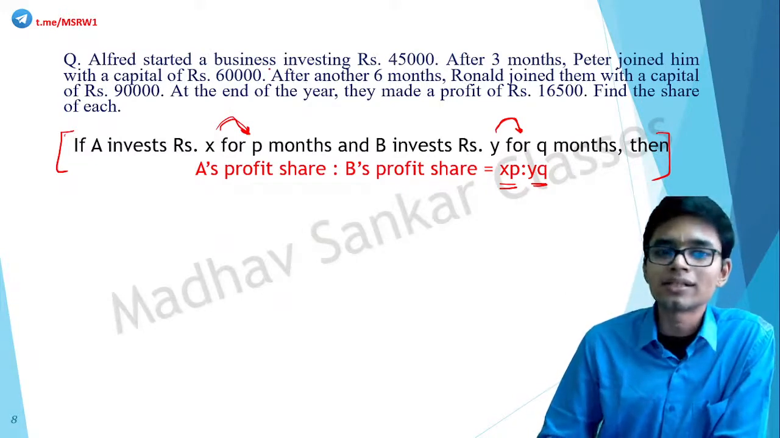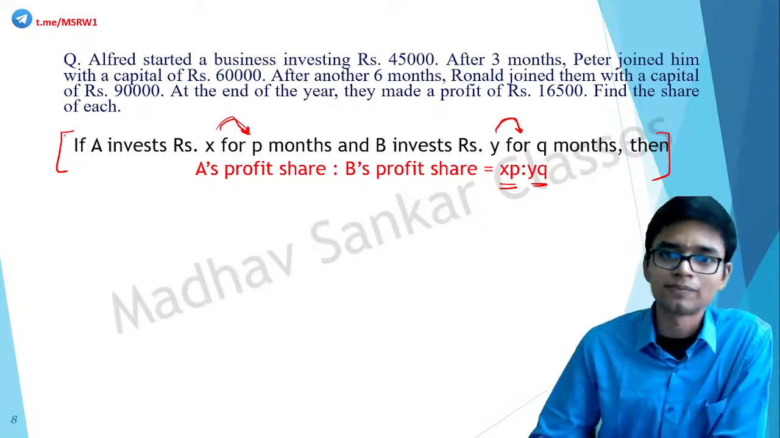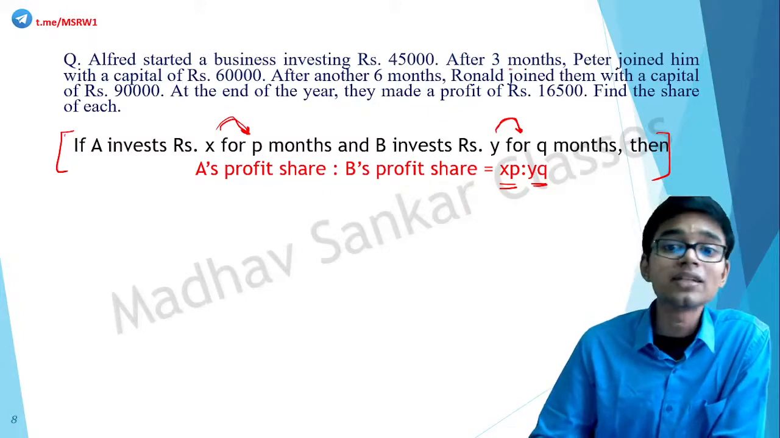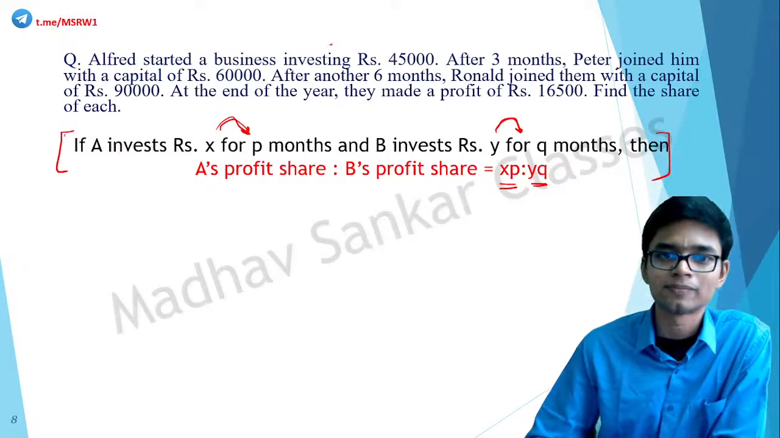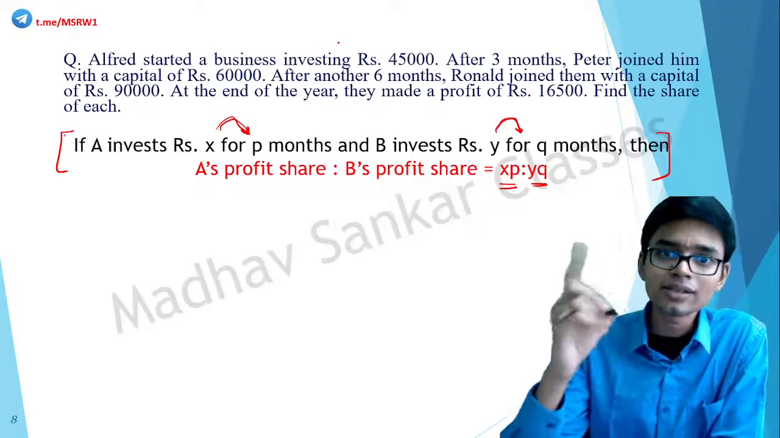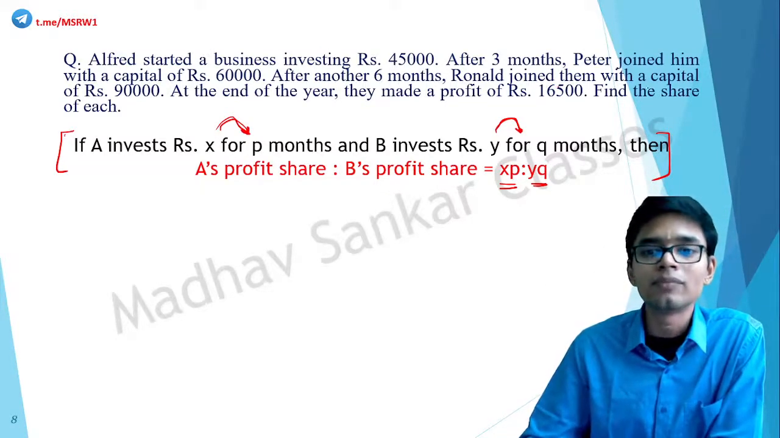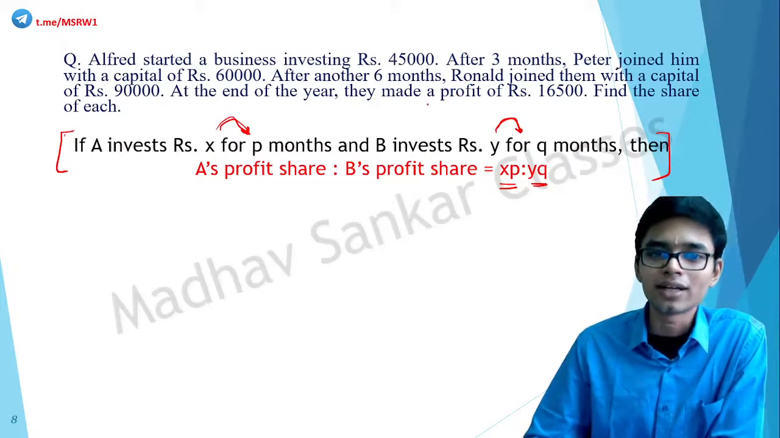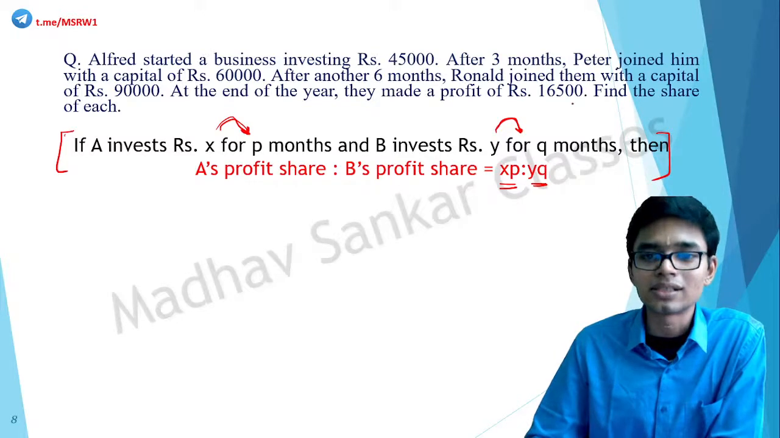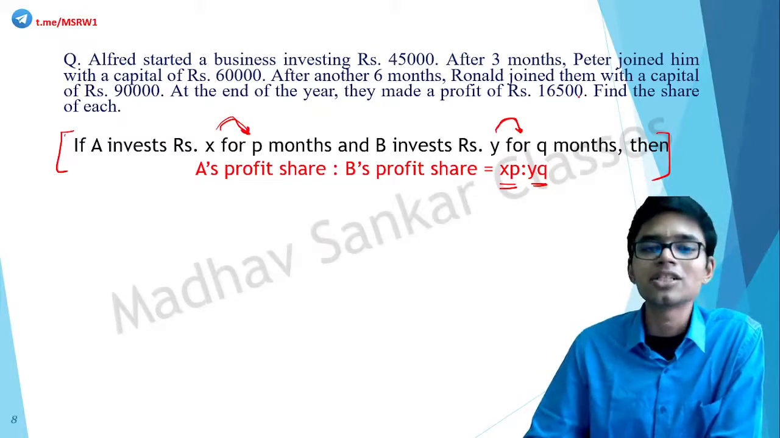Alfred started a business investing 45,000 rupees. Okay. After 3 months, Peter joined him with a capital of 60,000 rupees. After another 6 months, Ronald joined them with a capital of 90,000 rupees. At the end of the year, they made a profit of 16,500. Find the share of each of them.